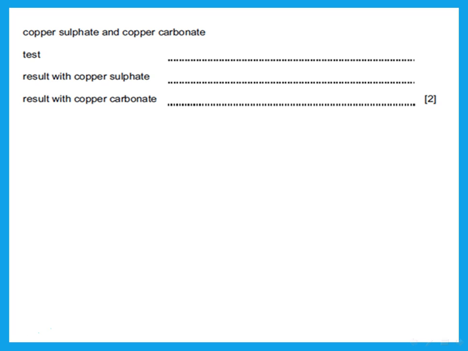Distinguish between copper sulfate and copper carbonate. Again, both of them have copper ions, so you cannot do the test for copper. Both of them will give the same result. But the difference is one of them is sulfate and the other is carbonate. So you either do the test for sulfate, then the first one reacts, the other doesn't. Or you do the test for carbonate, then the second one reacts and the first one doesn't.